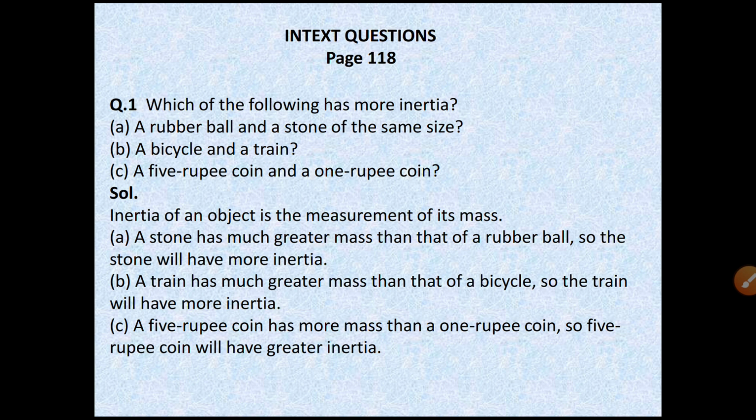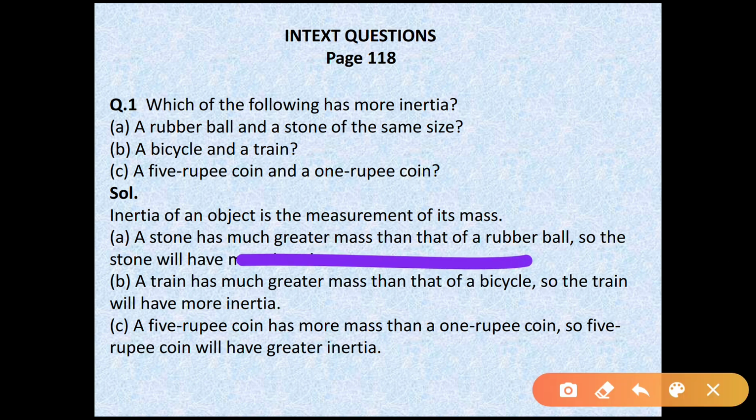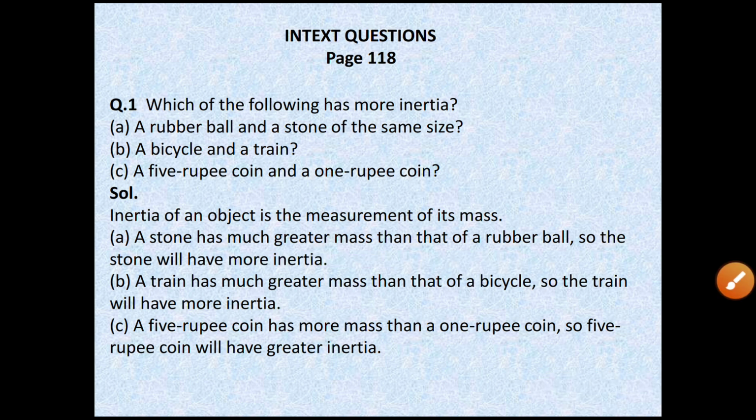Let us look at some other examples. Which of the following has more inertia? A rubber ball and a stone of the same size. You know that the stone is heavier. So the heavier the mass, the larger is the inertia. In this situation, the stone has greater mass and hence it has more inertia. Similarly, a train and a bicycle. The bicycle is very light, so the train has much larger inertia.